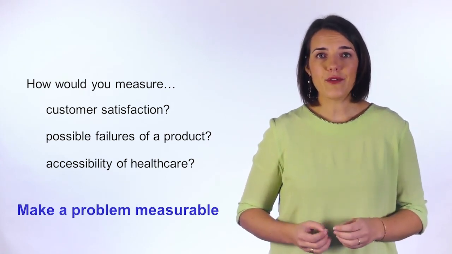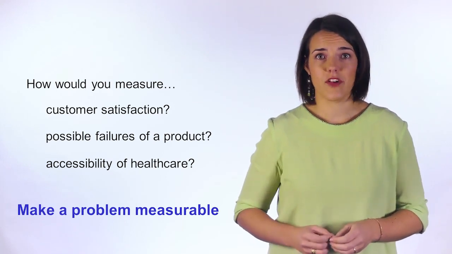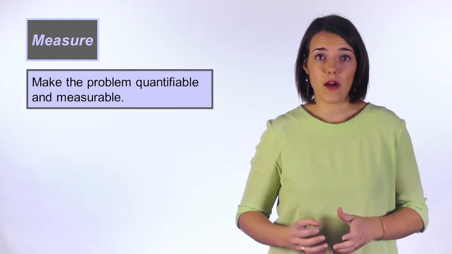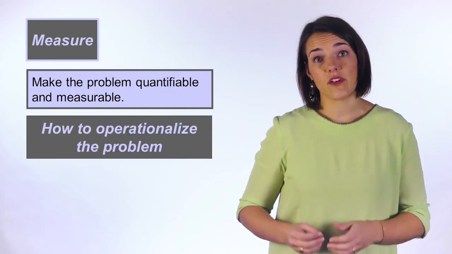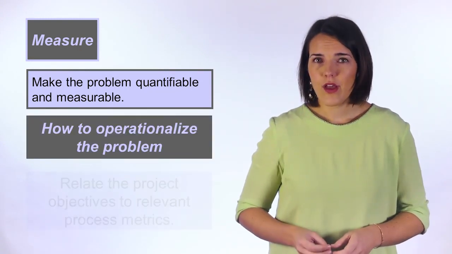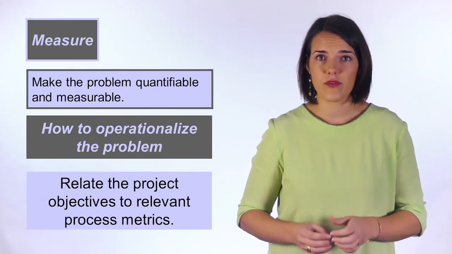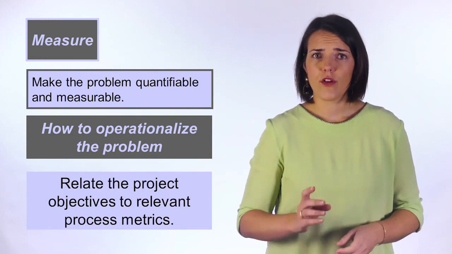That is, how to select measurable characteristics that reflect your project objective. In the DMAIC phases, this is part of the measure phase, which is about making the problem quantifiable and measurable. This is also called the operationalization of your problem. You need to have process metrics that are relevant for your project objectives. Or, in other words, what characteristics should you measure?